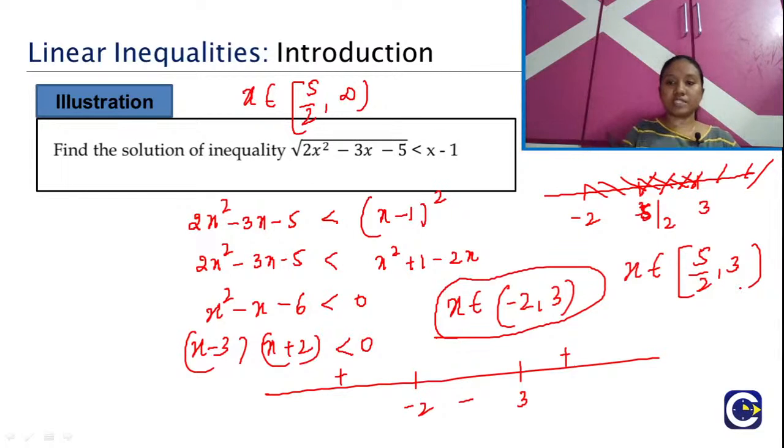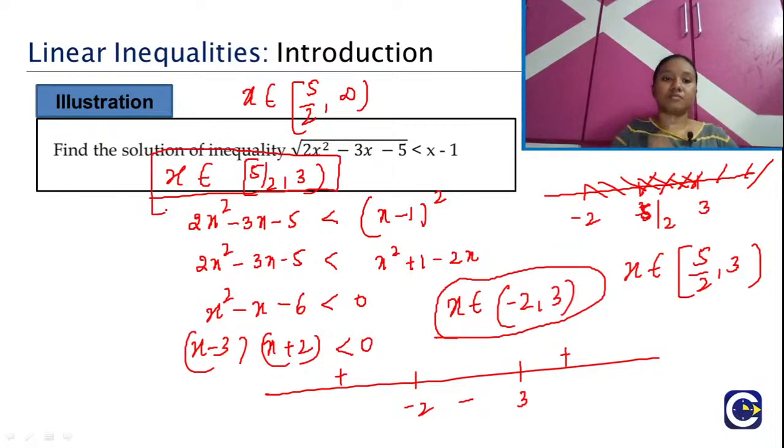Right. So what is our final solution of this given square root inequality? So here x belongs to 5 by 2 comma 3. This will be the solution. That is our final intersection of our condition interval as well as the interval which we end up having after squaring on both sides. Right. So this is how we'll be solving any given square root inequality.